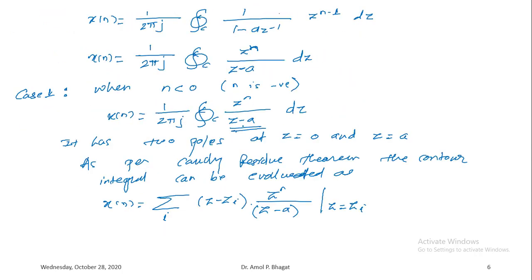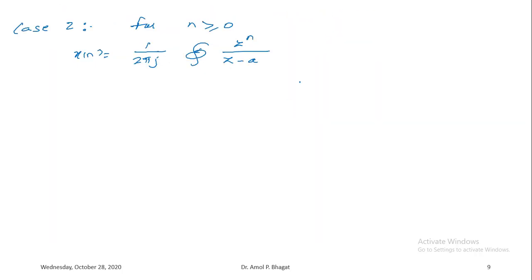Z to the power n z minus a dz. If n is positive, in that case there will be only one pole. So this term has only one pole at z equals a, so it will not have any pole for other values of z, it will have only a pole at z equals a.